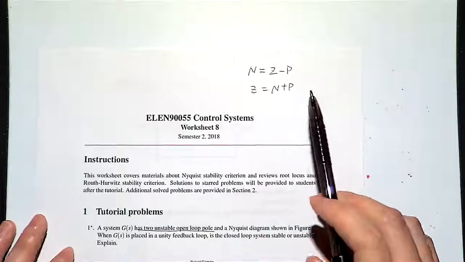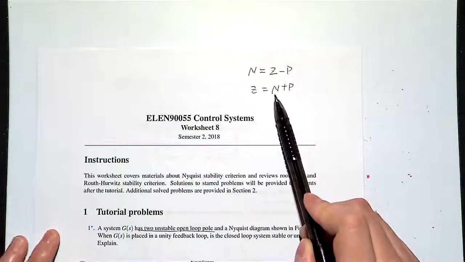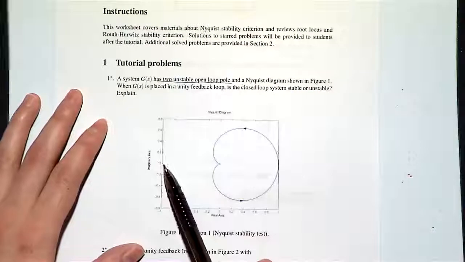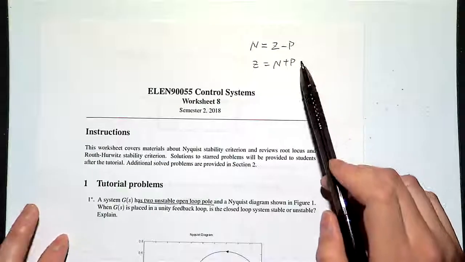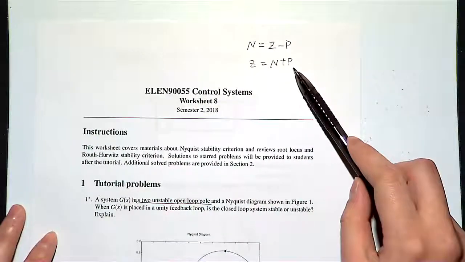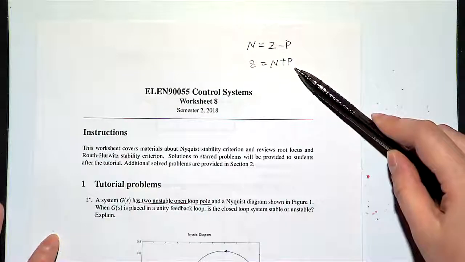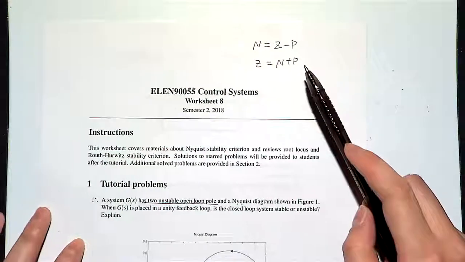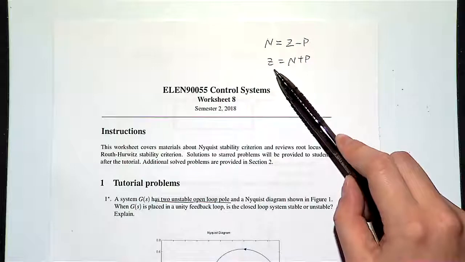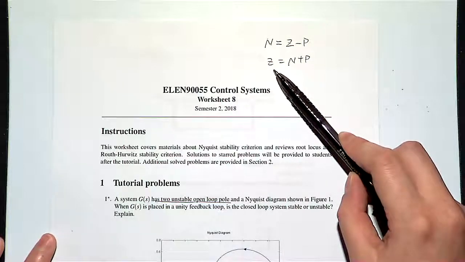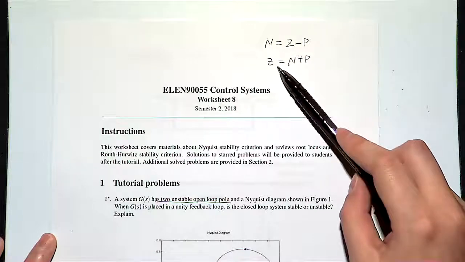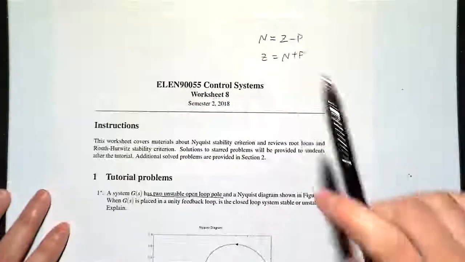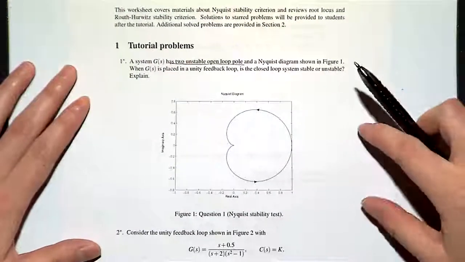So what does that mean? N is the number of clockwise encirclements of the critical point, right? P is the number of unstable open loop poles, right? And with these two pieces of information, you can then calculate how many unstable closed loop poles you have, right? And that will tell you the stability of the system, right? Okay, so with that bear in mind, we can come to this question.